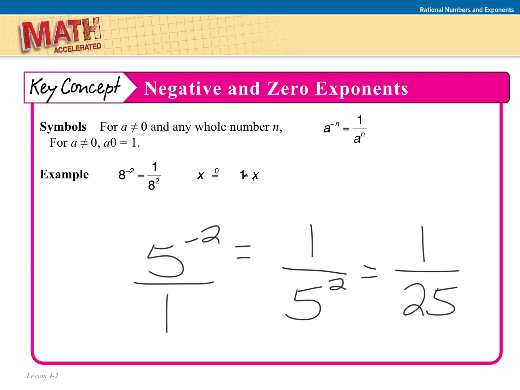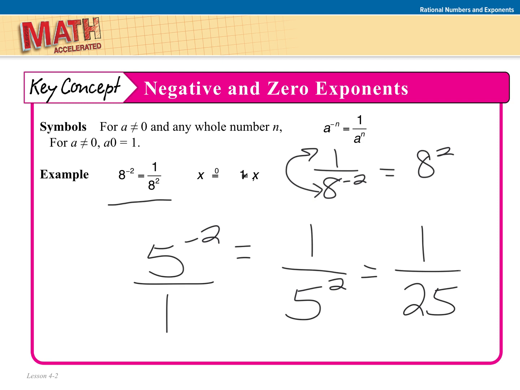Same thing here. If we started with 1 over 8 to the negative second, can we solve that? No, because we have a negative exponent. How would we make it positive? Same thing, flip it up. So we'd have 8 squared over 1, or just 8 squared.